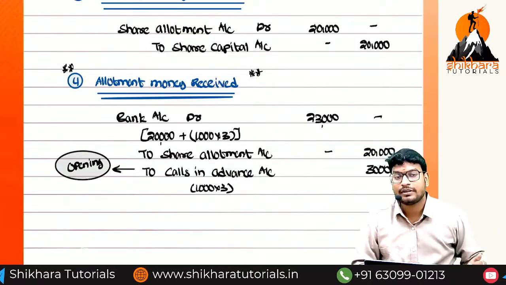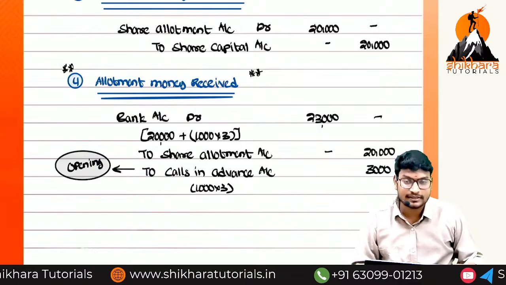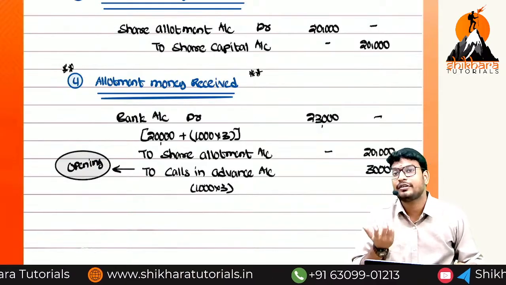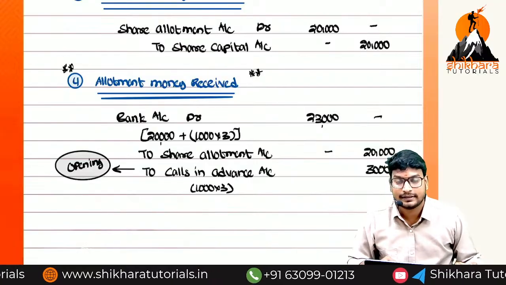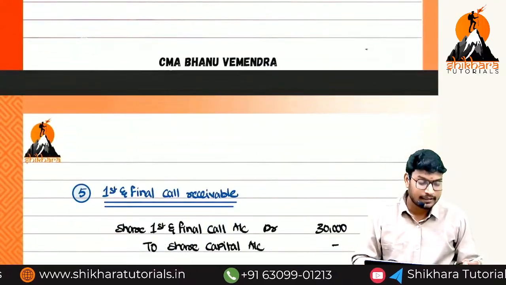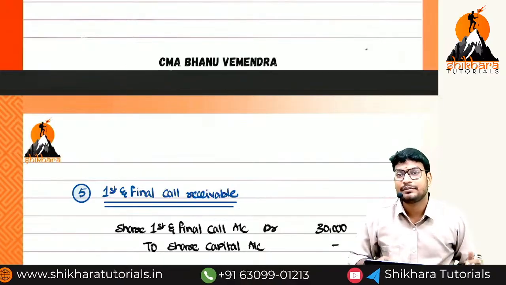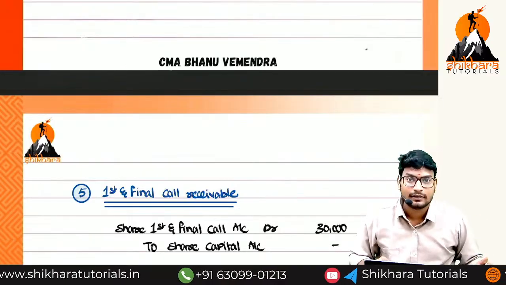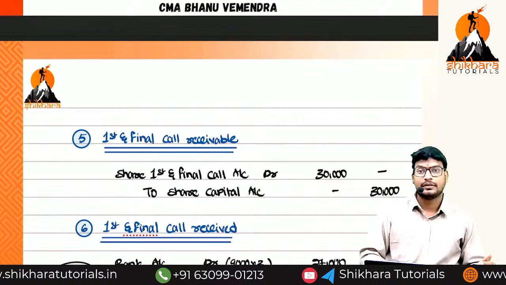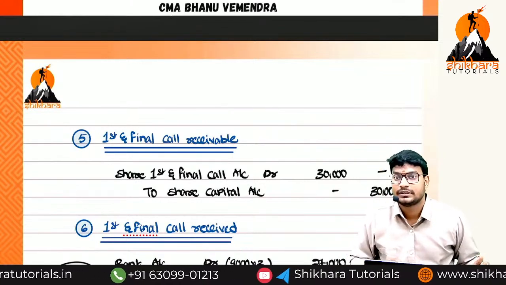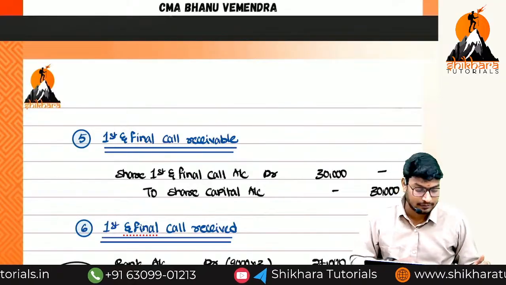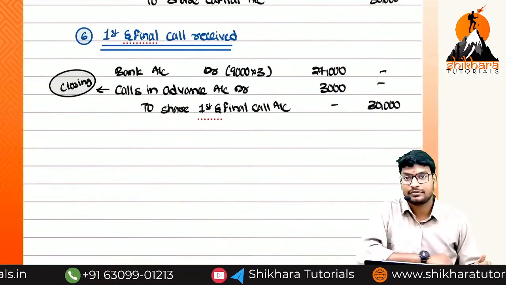At that point of time, which account will be available? Calls in advance will be available. At that point of time, we have to transfer to which account? Other current liabilities. It is a liability, okay? Or if both the things are happening in the same year, there is no calls in advance. Calls in arrears, where do we need to disclose? We have to reduce it from share capital. Are you getting the point or not? Is there any doubt up to here?